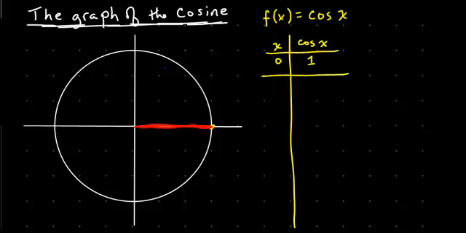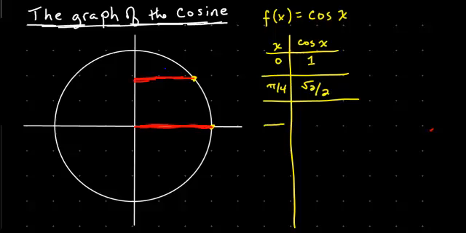Okay? What about when we're at pi over 4? We're right there, so pi over 4. What are we going to get? The horizontal distance there from the y-axis, we know the cosine value is root 2 over 2 at pi over 4. So the cosine of pi over 4 is root 2 over 2.